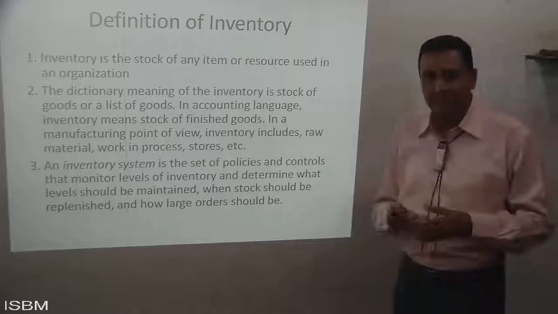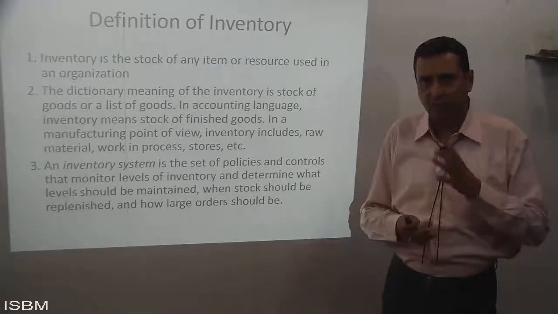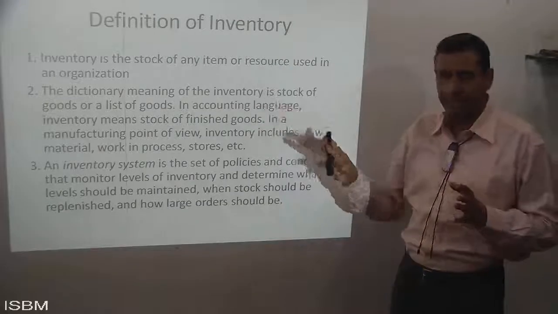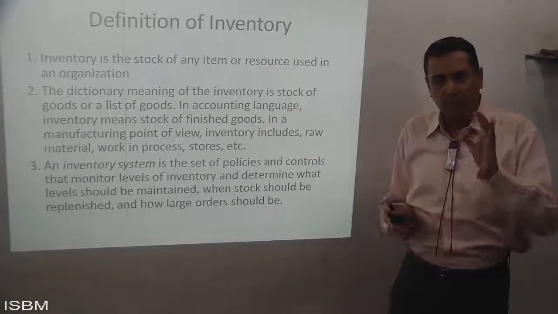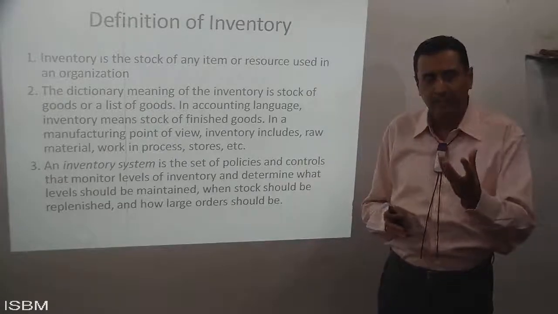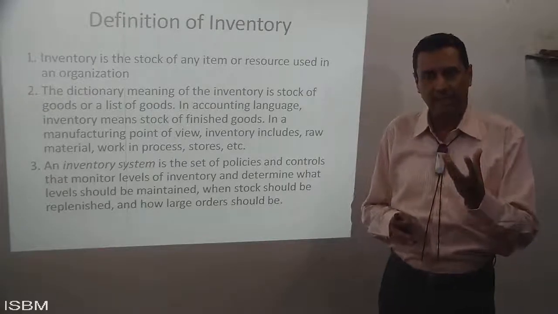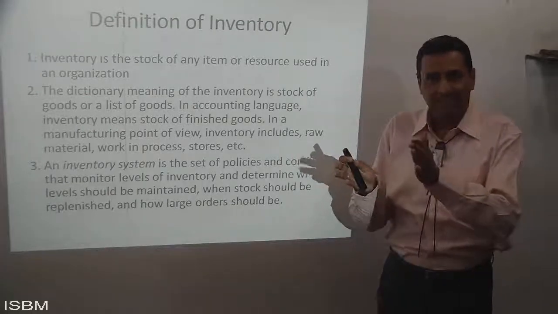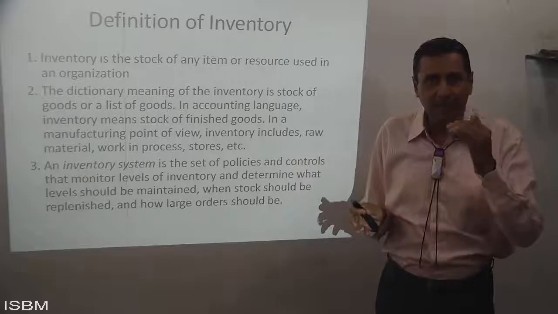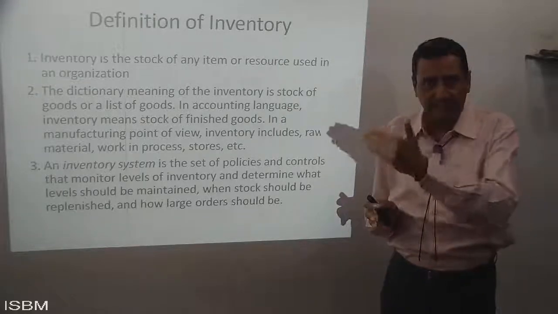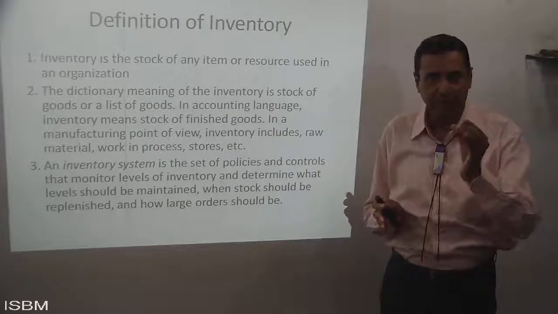So what do we mean by inventory? Inventory is the stock of any item or resource used in the organization. If you are producing any product, you need raw materials. Whatever raw material you need, which is lying in the store, is represented as inventory. So the raw material is represented as inventory in the manufacturing organization.